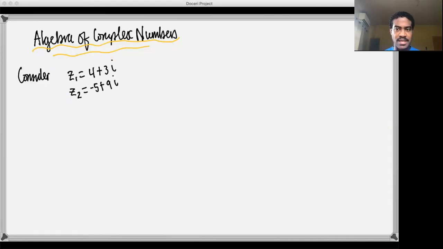What we're looking at here in terms of algebra of complex numbers is basically addition, subtraction, multiplication, and also division of complex numbers. So we're going to use these two complex numbers, Z1 and Z2. We're going to look at how we go about adding these two, if we have to subtract Z1 from Z2, how we do that, also the multiplication of them. We want to look at the division of two complex numbers like this as well.